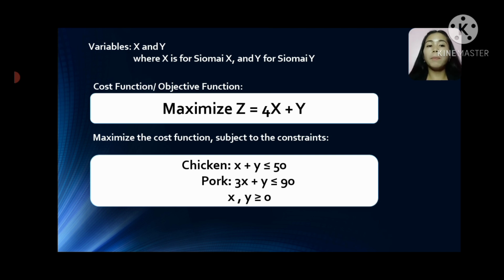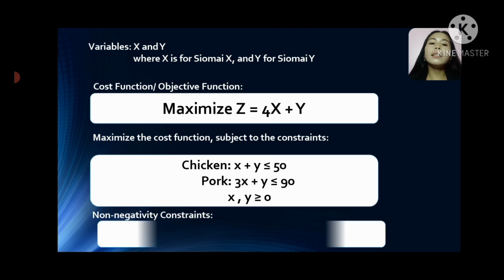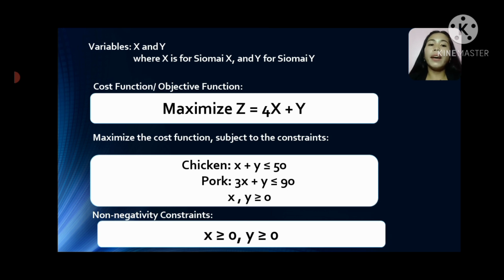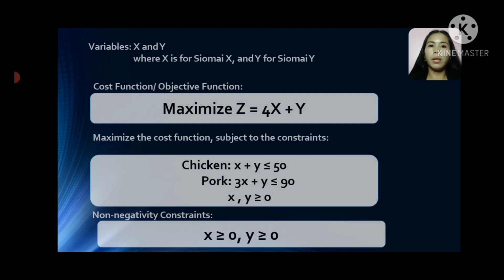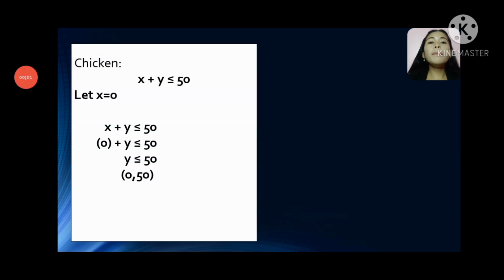Pork: 3x plus y is less than or equal to 90. And x and y are greater than or equal to 0. The non-negativity constraints: x is greater than or equal to 0 and y is greater than or equal to 0. Now, we must solve its constraints.